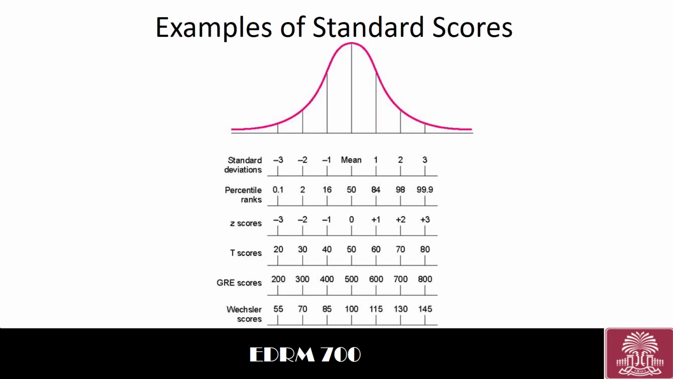Here is an example to help you understand how each of these different types of standard scores are related to each other. Here you can see percentile ranks. You can see z-scores, t-scores, and then some common test scores you might be familiar with.